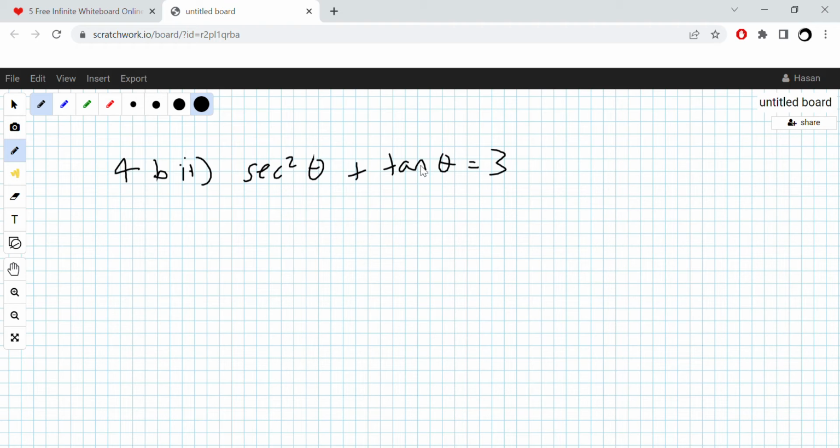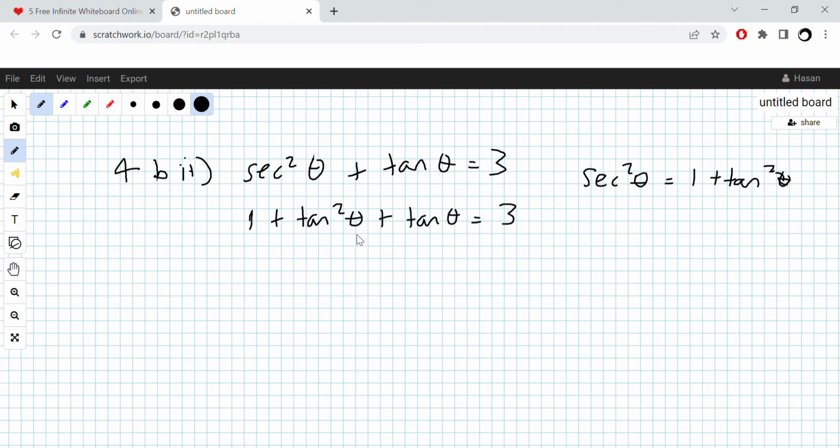So we can't do it then, but always have the identities in your mind, identities that they form. So in this case, sec squared theta has an identity of 1 plus tan squared theta. We can assume that this is the identity that they want us to use because we have a tan theta there. It's all about what you assume. So we will say that this is the identity that they're using. So you have 1 plus tan squared theta plus tan theta equals 3.